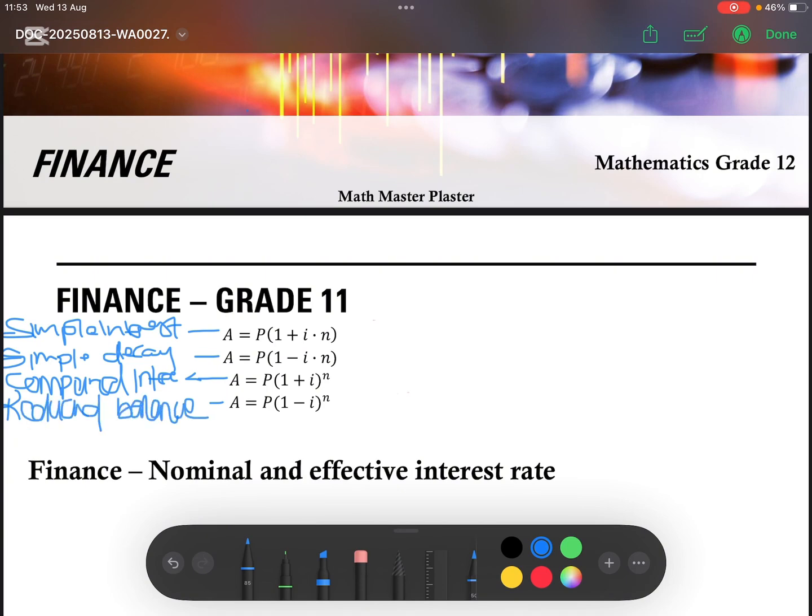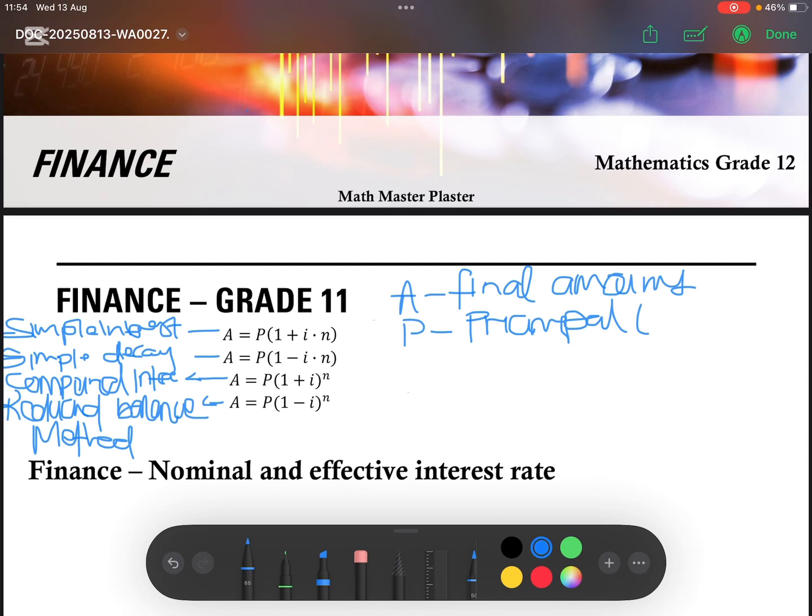We have a reducing balance method, or you can also call it depreciation. So now in this case, we know that our value of A is what we call the final amount. And then we have P, which we call the principal amount, or you can call it the initial amount, the initial amount that was invested, right?